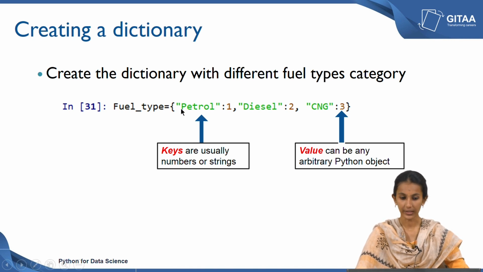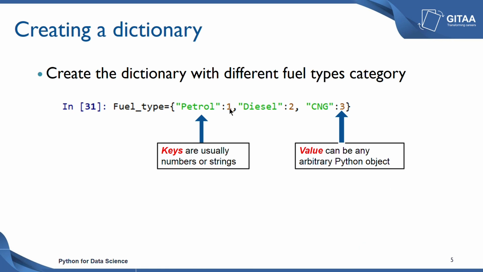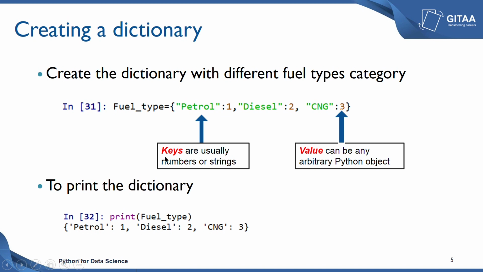To create a dictionary, we use curly braces. Apart from the curly braces, we also use a colon to separate the keys and values. To the left of the colon are the keys, and to the right of the colon are the values. We will see how to print the dictionary. To print it, we use the command print fuel_type, which is the dictionary name. The dictionary which we created earlier will be displayed with the keys and values. Petrol will be assigned a value of 1, diesel a value of 2, and CNG a value of 3.